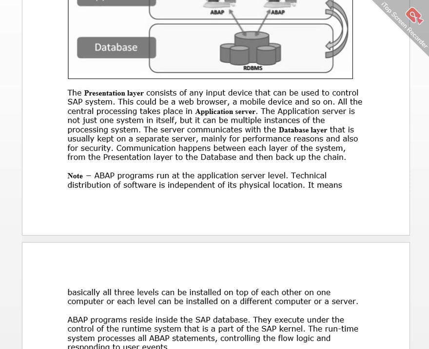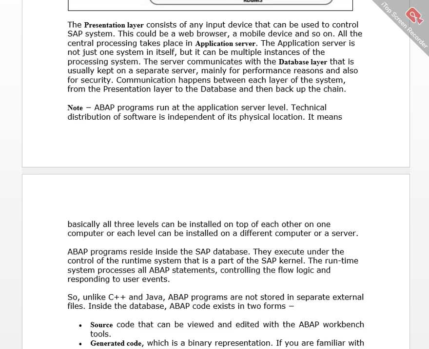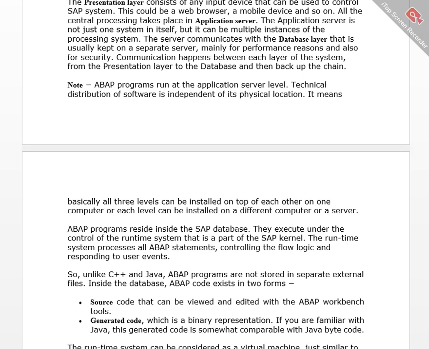So ABAP programs are run at the application server level, and the technical distribution of software is independent of its physical location. It means basically all three levels can be installed on top of each other on one computer, or each level can be installed on a different computer or a server.